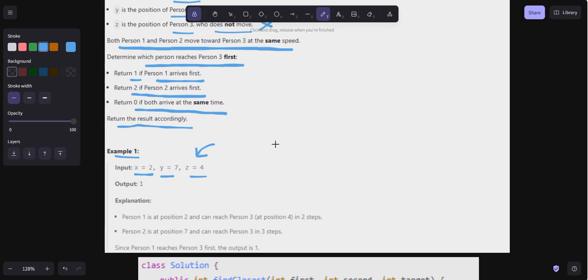Okay, and overall distance, if x wants to move to z, the overall distance is going to be 2, right? And same way if y wants to move to z, then the overall distance is 3, right? So out of these two, this one is smaller, right? So x is going to reach first, so person 1 is reaching first. That simply means we have to return 1.